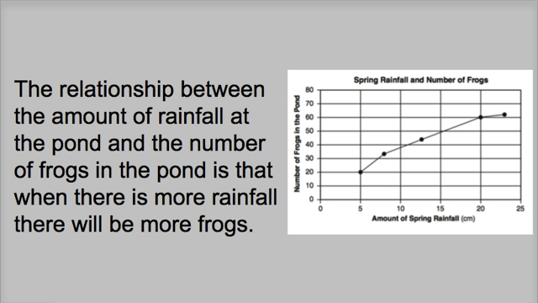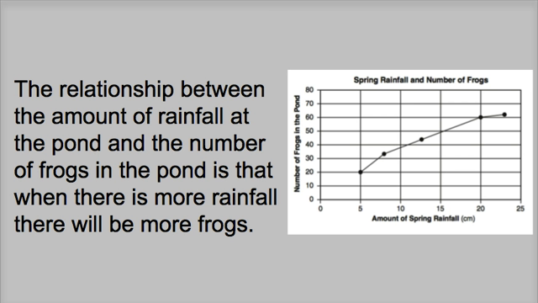So here's the claim that I came up with. The relationship between the amount of rainfall at the pond and the number of frogs in the pond is that when there is more rainfall, there will be more frogs. Now, one of the common mistakes students will make is they'll really shorten it up and say, the more rain you have, the more frogs you have. Well, that claim is accurate, but it's not complete. Did you completely answer the question? What is the relationship between the amount of rainfall at the pond and the number of frogs in the pond? If you simply said the more rain there is, the more frogs there are.